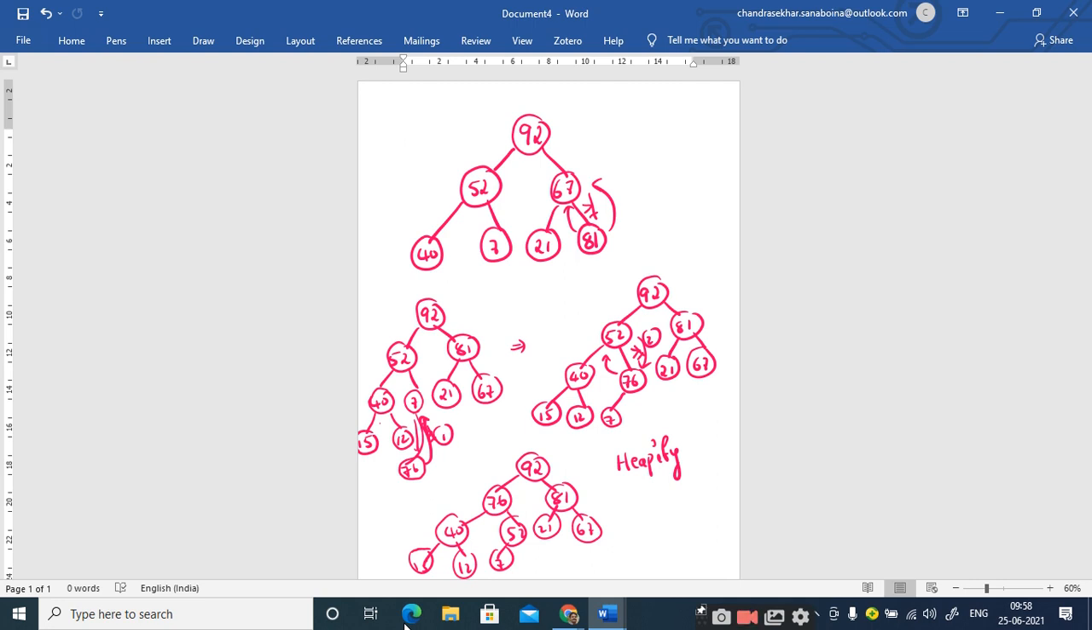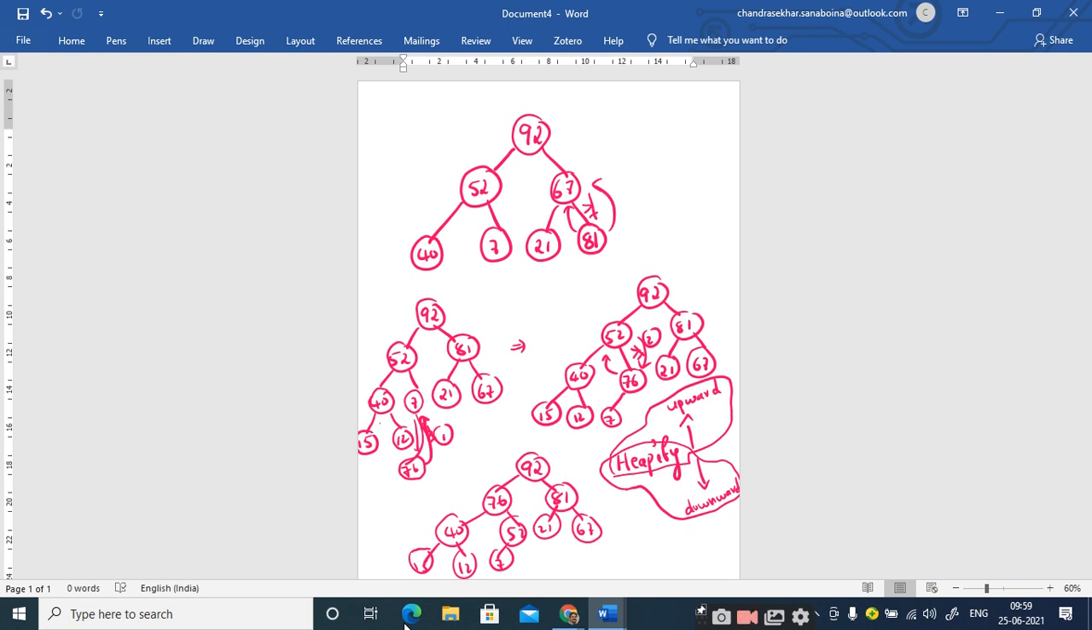Again we have two types. One is heapify in the upward direction and the other is heapify in the downward direction. While you are constructing the max heap or min heap, that means while you are constructing the heap, we will make use of the heapify in the upward direction. But while you are implementing the heap sort, we will make use of the heapify in the downward direction. Is it clear?